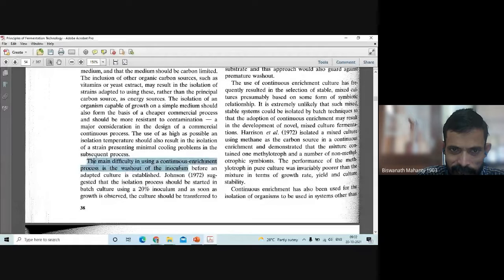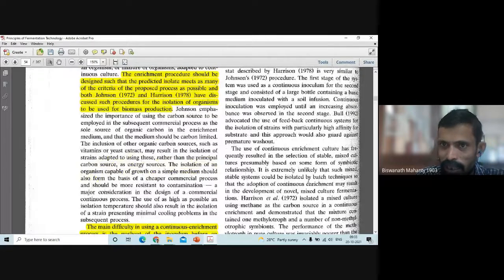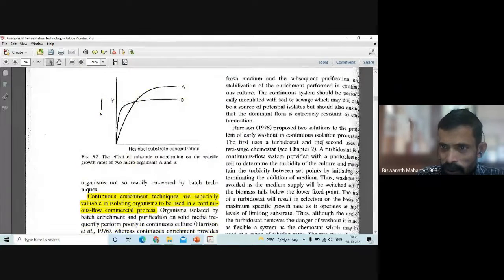The main difficulty in using the continuous enrichment culture process is the washout of the inoculum before an adapted culture is established. I was telling that I will set some flow rate, but it may happen that they never reach the steady state condition. If they don't reach steady state condition, even before you start, your desired microorganism can also go away. So you must be careful how much inoculum you should have. If it is very little, then your desired microorganism will also go away.